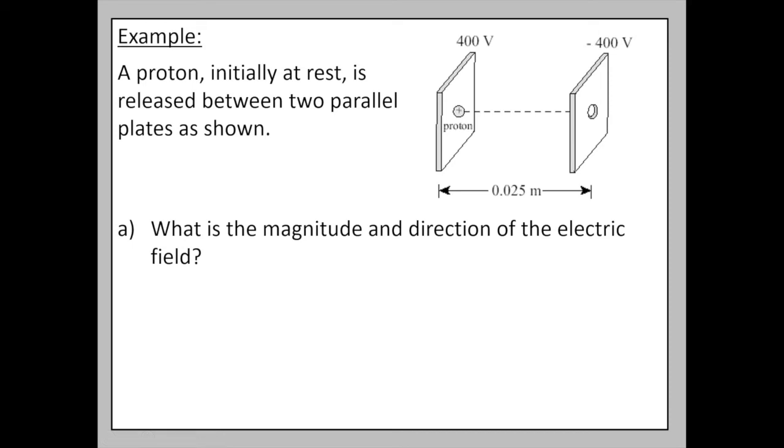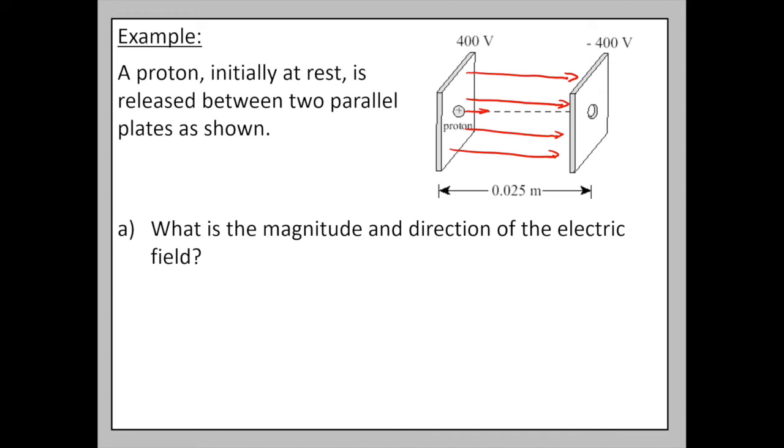We know that if we draw the actual direction of the field, the direction of the field is from high potential to low potential. And so the resulting motion of this particle is going to be towards the right plate. All right. And so what is the magnitude and direction of the electric field?